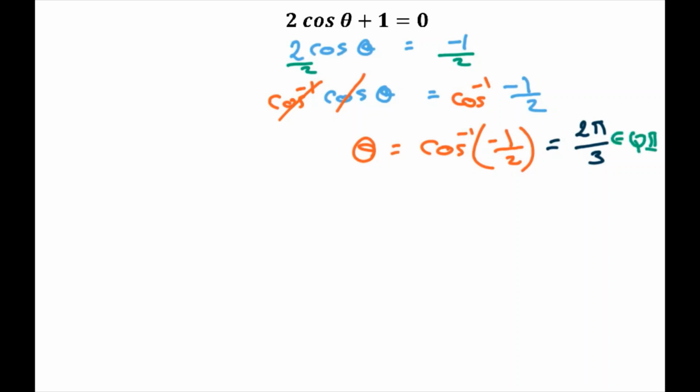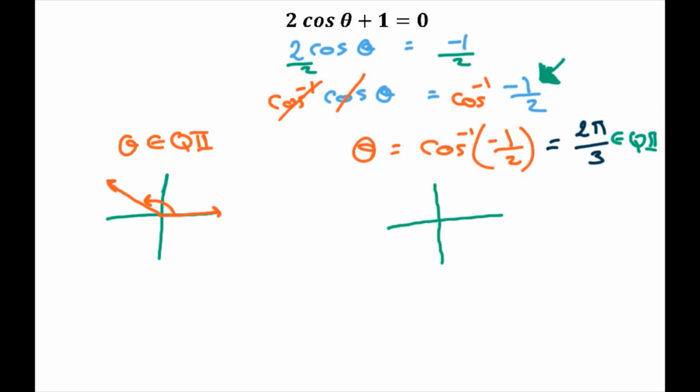So let's find out when cosine is negative, to see if we are going to take this angle or not. Well, cosine is negative, based on the CAST rule, in quadrant 2 and in quadrant 3. So theta in quadrant 3. Now, in quadrant 2, we already got an angle, which is this one. So theta is 2 pi over 3. We don't need to do anything else.